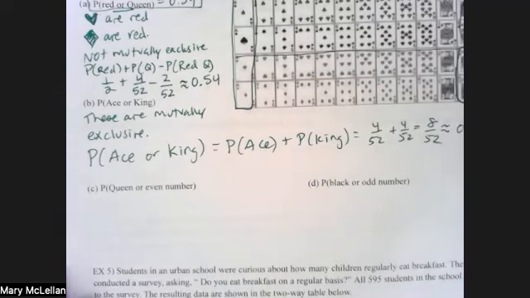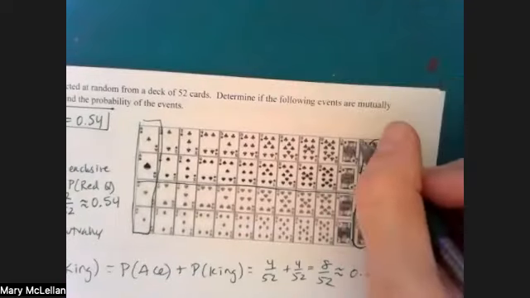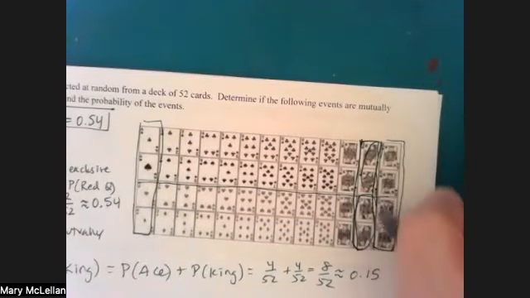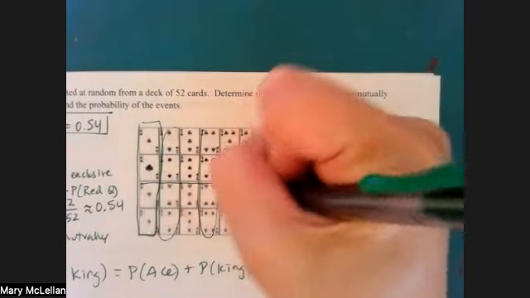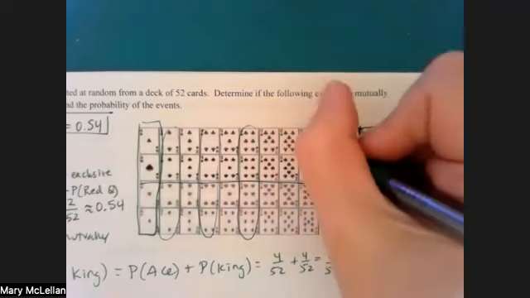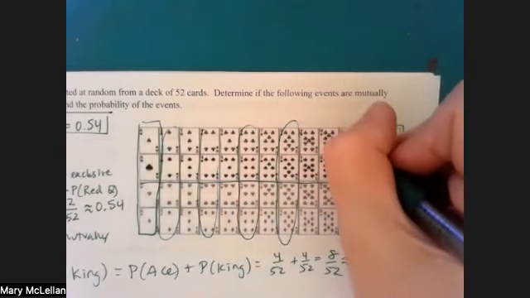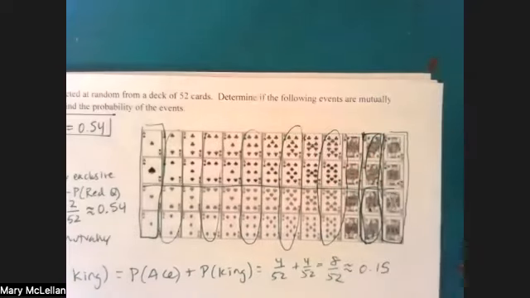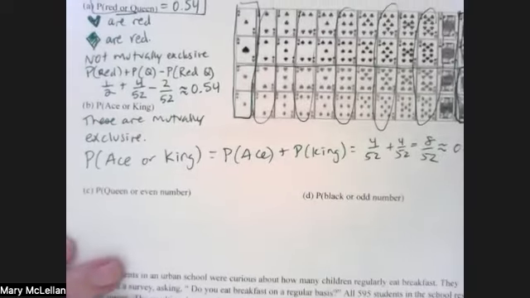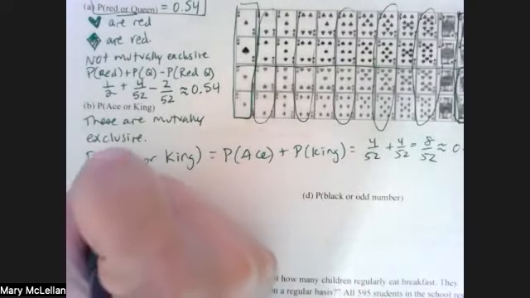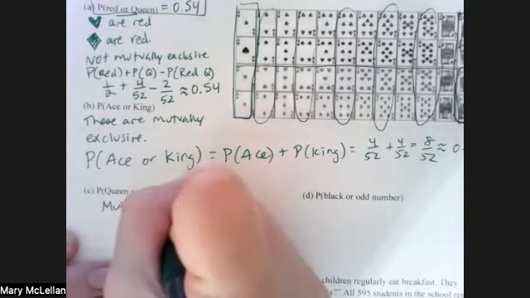Probability of a queen or an even number. Okay. Are these mutually exclusive? Well, I could be a queen, but I can't be a queen and an even number because my even numbers are numbers and queens aren't numbers. This is arguable, however, because some people would call queen 12, but we're not calling queen 12. So in this situation, queen or even number will be considered mutually exclusive.